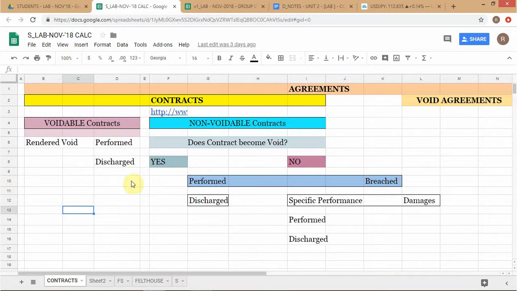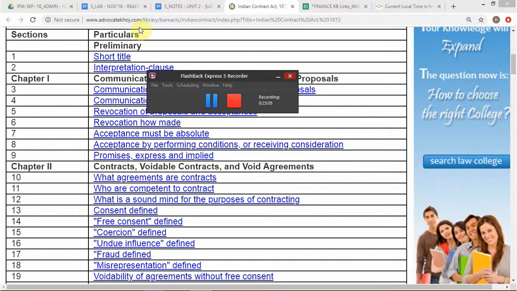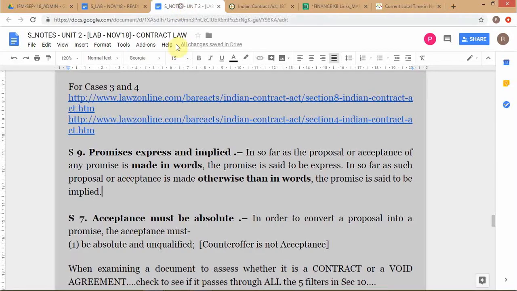So anyway, this is the breakup. This is a kind of a taxonomy of agreements. So this covers your contract law theoretical parts, and then we go into the discussion of cases. All right, any questions, guys, at this stage on contracts?